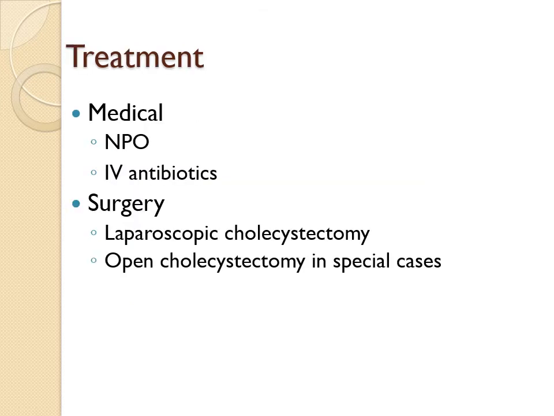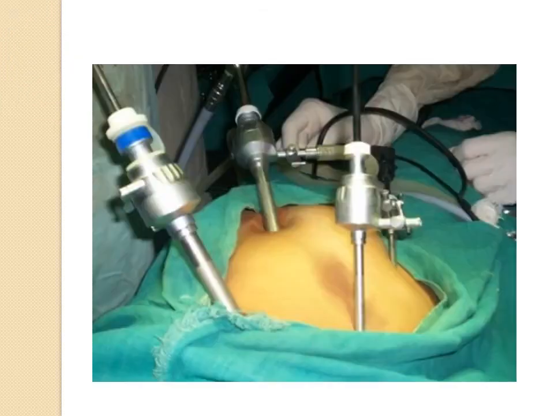For management of acute cholecystitis, we usually place the patient on nothing per orem. Then we start the patient on IV antibiotics to cover for the most common organisms. And basically, the most important part of management is still surgery. You can do laparoscopic cholecystectomy or open cholecystectomy in special cases. This image is just to show you how laparoscopic cholecystectomy is done.